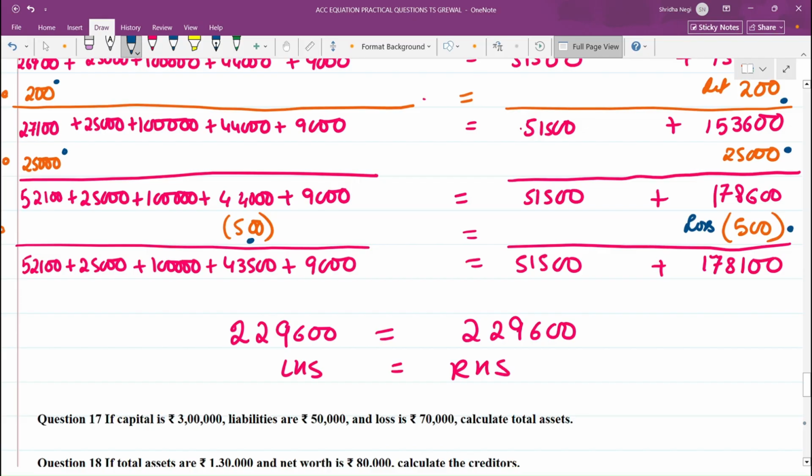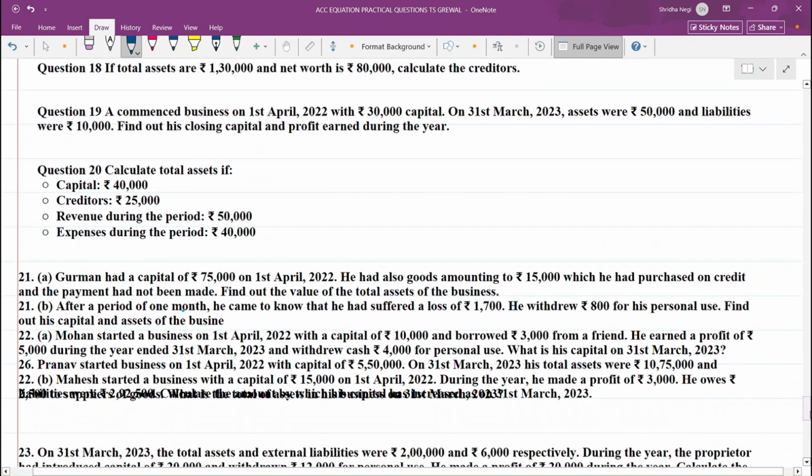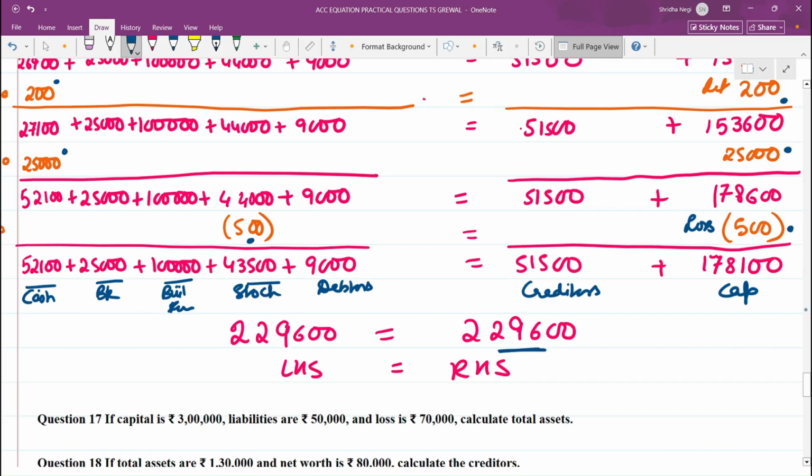So these will be the final amounts for your cash, bank, and I think it's building and furniture. Then building and furniture: this is your cash, this is your bank, this is your building, furniture, this is your stock and these are your debtors. And these are your creditors, which is your liability, and this is your capital. Now when you add these, it will be 2,29,600. Same here, creditors plus capital will be 2,29,600. So your LHS is equal to your RHS.